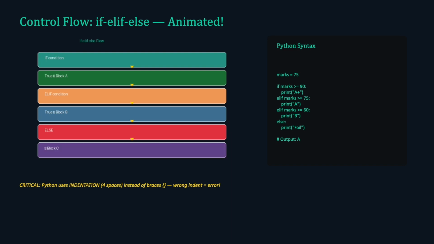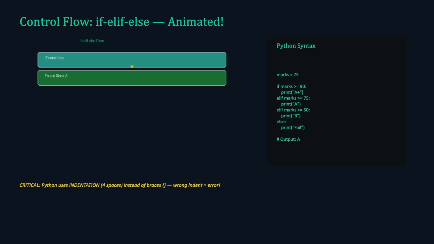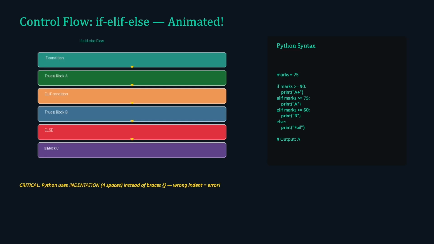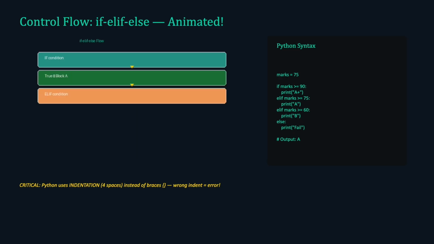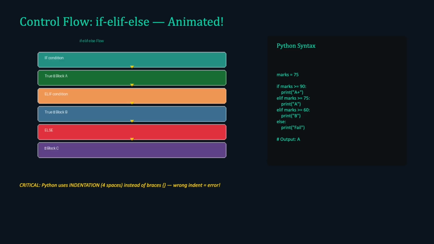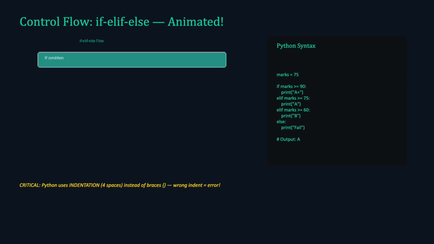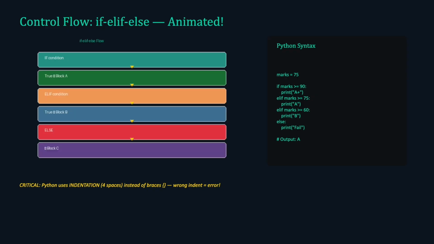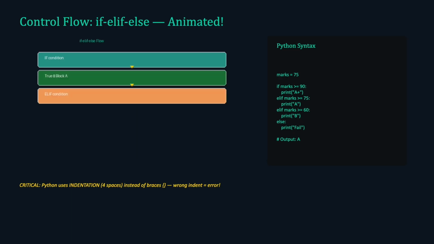The if statement checks a condition. If true, block A runs. If false, Python checks elif conditions one by one. If none match, the else block runs. Critical rule: Python uses indentation, four spaces instead of braces. Wrong indentation gives an IndentationError.